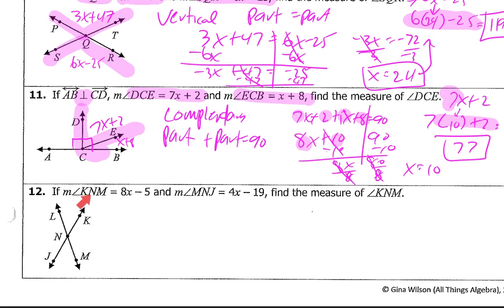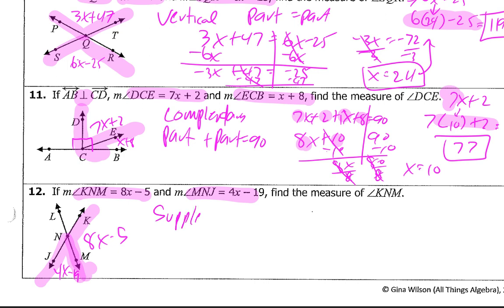All right, now let's see if you can get this last one, at least set up on your own. Okay, KNM is 8x minus 5. M and J is 4x minus 19. Okay, now this is a little tricky, but what do we notice about that? I like drawing on here so we see these are both on the same side of this line. You may have to turn your paper the other way.